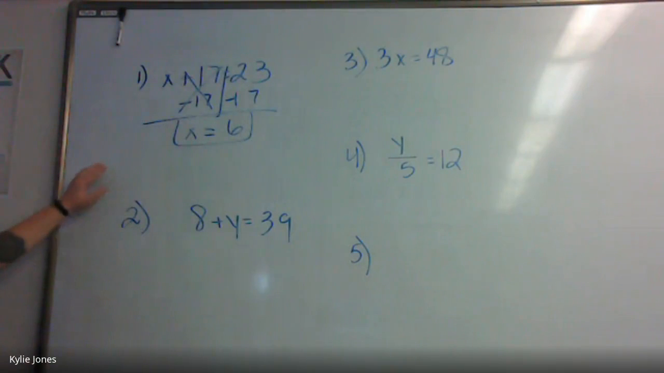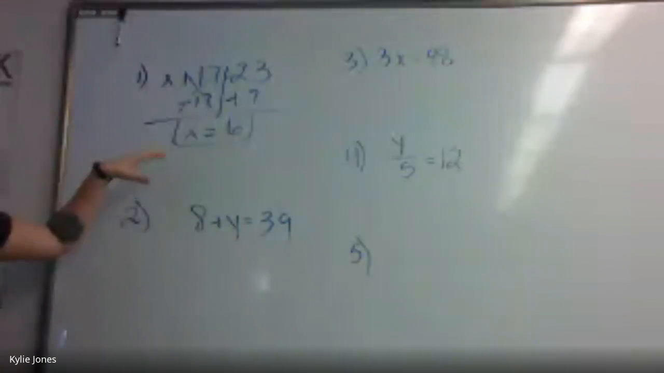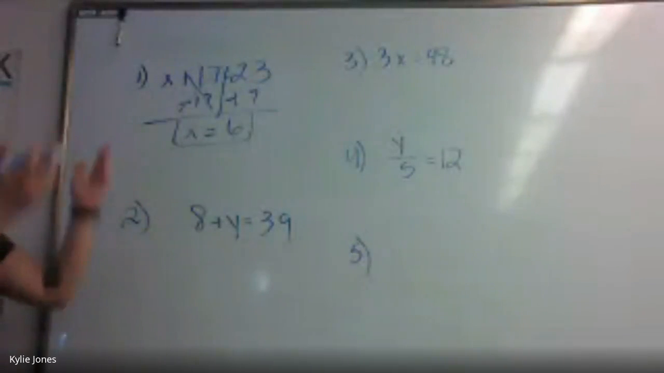You can pretty much just add them together. Some of these you can just look at and be like, okay, the answer is 6. But the farther you go in math, the harder it's going to get. So knowing this process is good as your basics because it gets harder, right?